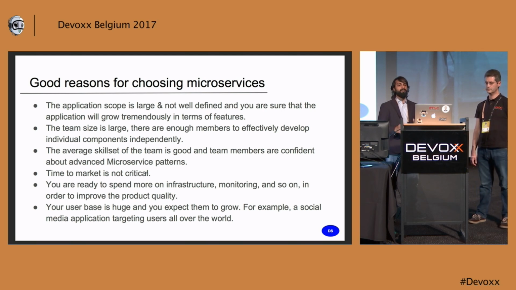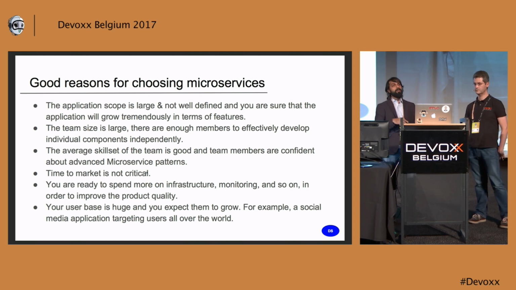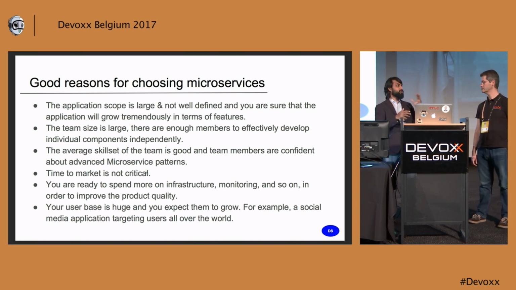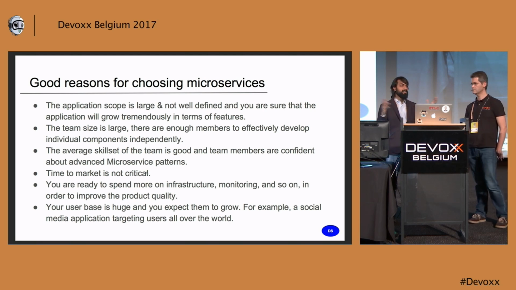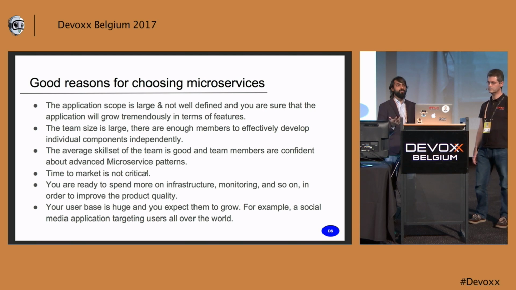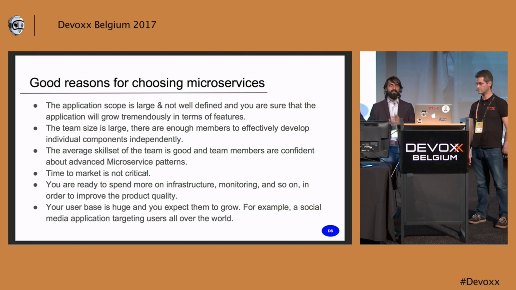You should be ready to spend more on infrastructure, monitoring. With monolith, you may not be spending that much on monitoring infra and stuff like that, but with microservice, since there are a lot of moving parts, those are very important. And when your user base is huge and you know that you would want to aggressively scale, then microservice is also a good fit in those kind of situations, like Netflix, for example.